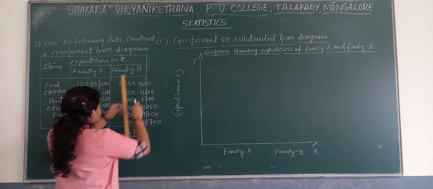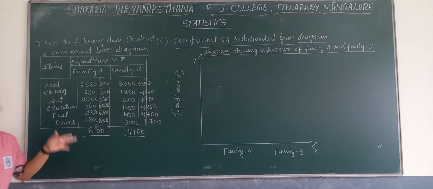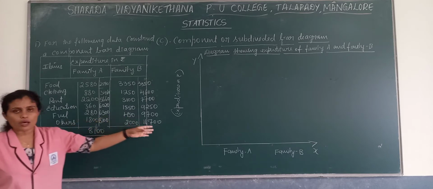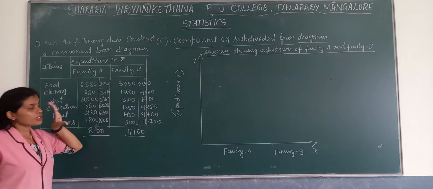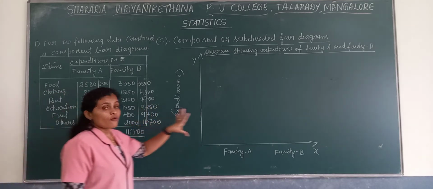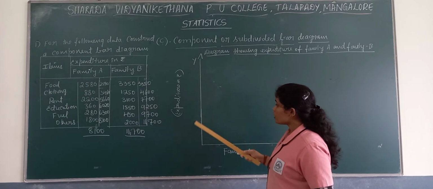11,700 we need to get. So this cumulative value we need to prepare. You can show it roughly, it is not necessary to show it in the table. If you show it in the table, it's not wrong.